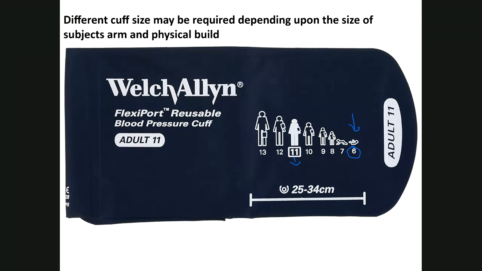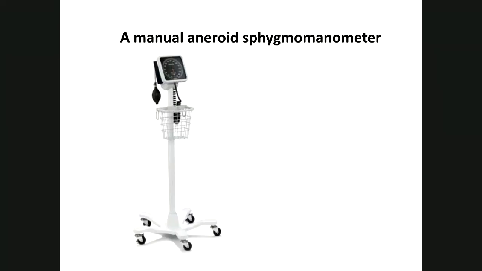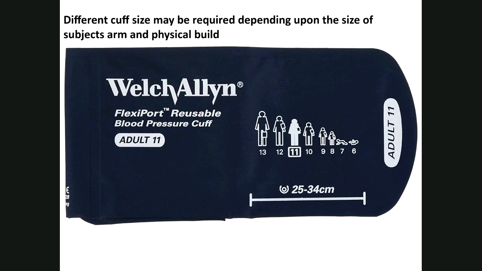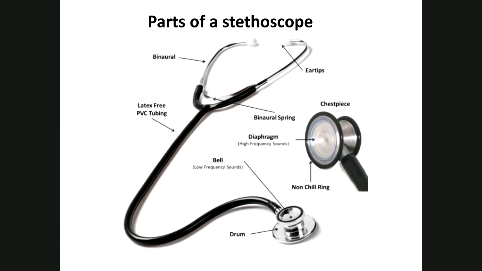This is the manual aneroid sphygmomanometer which will be used, and you will first be selecting the correct size. Here the size 11 is available, which is usually used for the standard ranges. Then you need to know the parts of a stethoscope. The stethoscope is very important to use during auscultation.